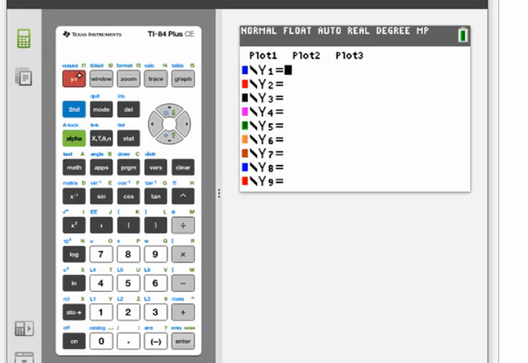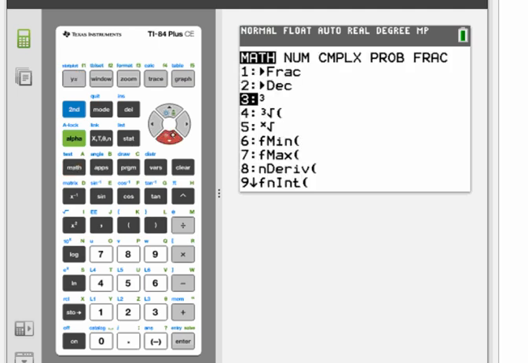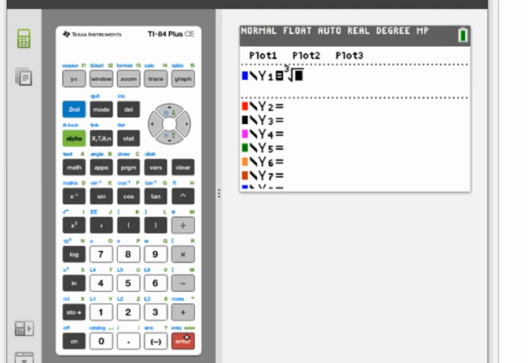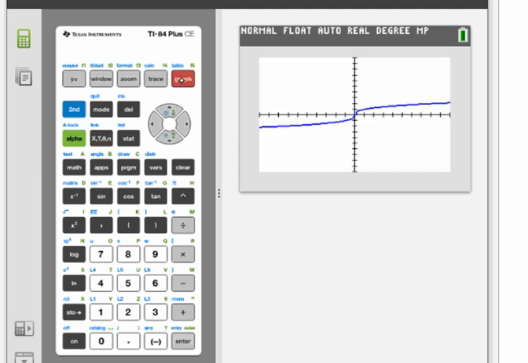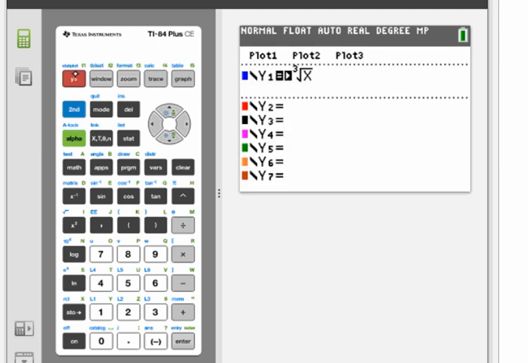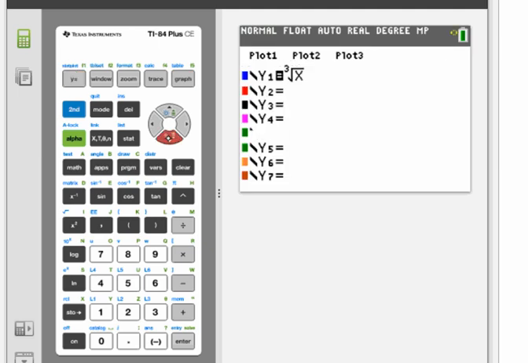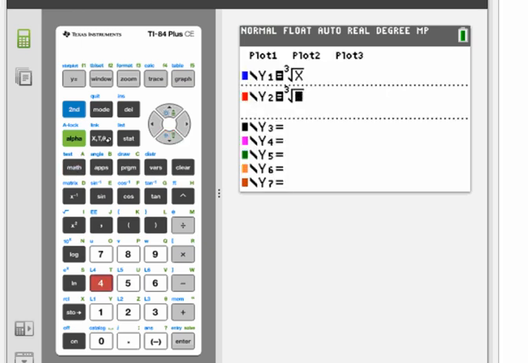All right, so we'll pull up our y equals, and we'll put in our cube root of x. So we're going to go to math and go down to our cube root. So the cube root of x, that'll be our parent function. Let's just take a look at what that looks like. There we go. And now for our new function. So our new function is the cube root of x plus 3. So math, the cube root of x, an arrow out, plus 3.